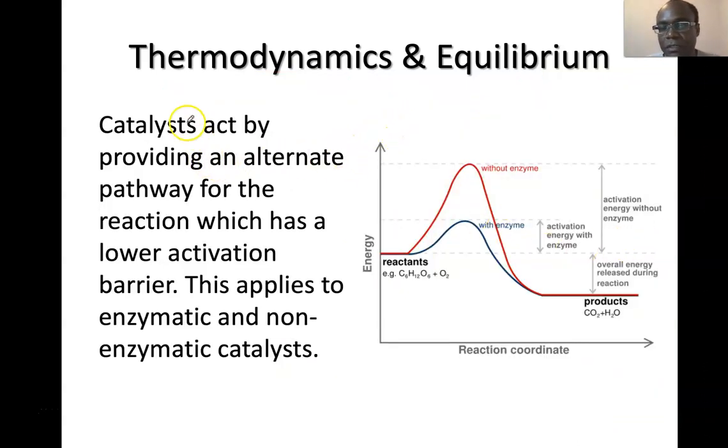You can also use a catalyst. A catalyst can be used to lower the activation energy. So let's say you have glucose being oxidized to give you CO2 and water. In the presence of an enzyme, which is a catalyst, the reaction will go faster because the activation energy is reduced. Instead of going way up, it's going to take the blue pathway.